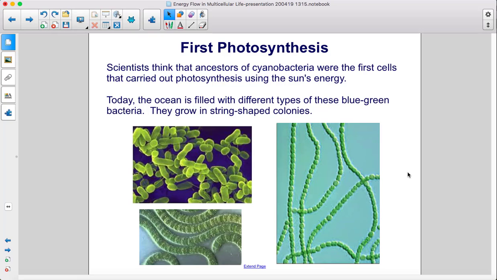Scientists think that ancestors of cyanobacteria were the first cells that carried out photosynthesis using the sun's energy. Today, the ocean is filled with different types of these blue-green bacteria. They grow in string-shaped colonies.